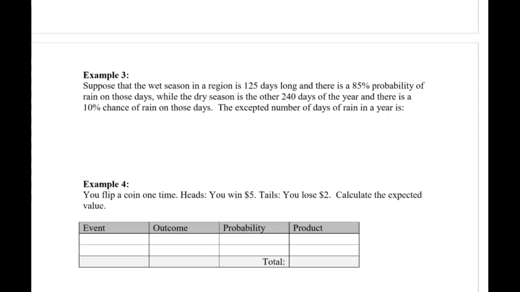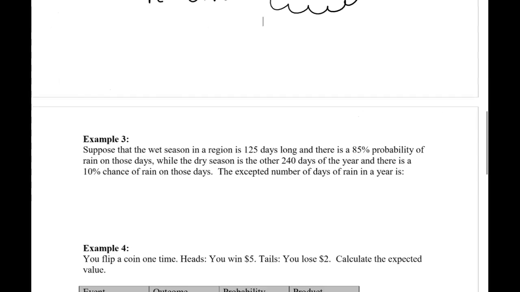Example 3. The wet season in a region is 125 days long, and there's an 85% probability of rain on those days, while the dry season is the other 240 days, and there's a 10% chance of rain on those days. The expected number of days of rain? Well, we're looking at the probability of rain. So for 125 days, there's an 85% probability. So there's our N and our P for this one. So we have 125 times 0.85. So that's part of the year.